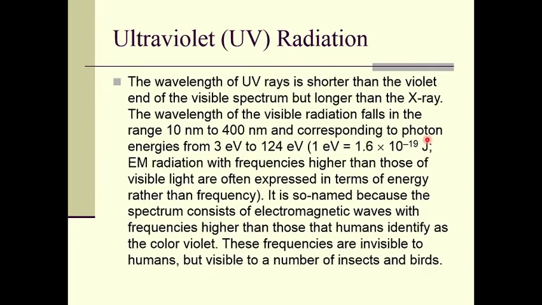The wavelength of ultraviolet rays is shorter than the violet end of the visible spectrum, but longer than the X-rays. The wavelength of the ultraviolet radiation falls in the range of 10 nanometer to 400 nanometer, corresponding to photon energies from 3 electron volt to 124 electron volt. We know that 1 electron volt is equal to 1.6 times 10 raised to minus 19 joule, right. Electromagnetic radiation with frequencies higher than those of the visible light is often expressed in terms of energies rather than frequencies.